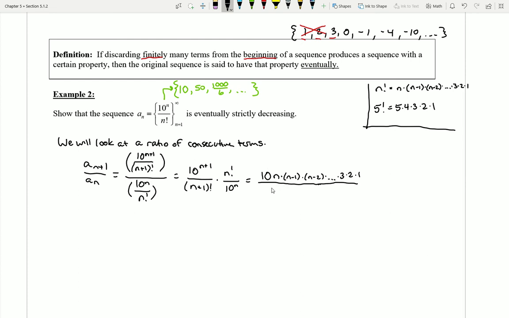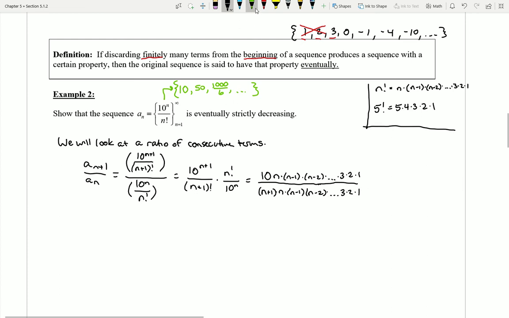Notice in the denominator I can do the same thing, but my multiplication problem has to start at n plus 1. Well, what would come right before n plus 1? That would be n, and then n minus 1, and then n minus 2, and then I would just keep going and going and going until I hit 3 times 2 times 1.